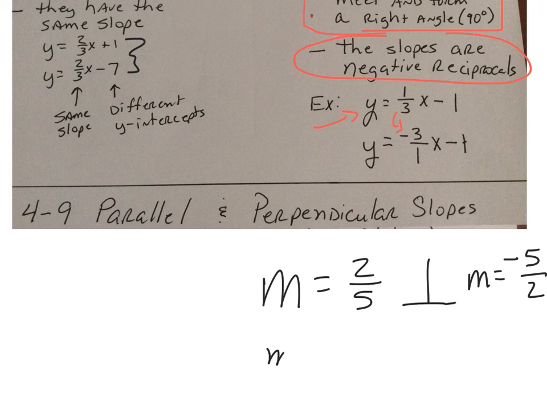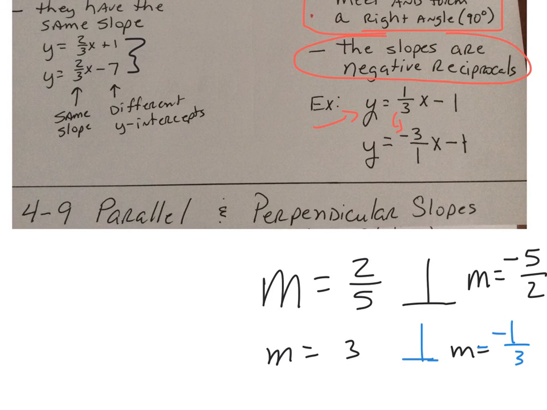What if I gave you the slope of 3? Well, the reciprocal of 3, which is 3/1, is 1/3. And you would change it to negative in order for it to be a perpendicular slope.